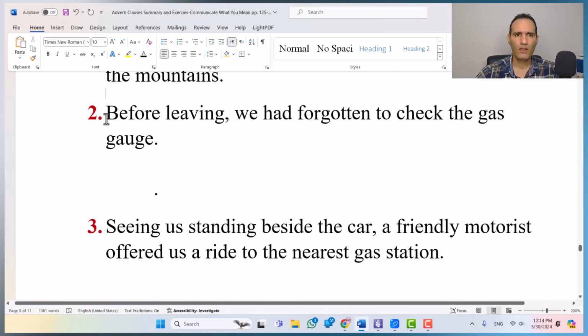Number 2, before leaving, we. So you know that it must be before we left. We had forgotten. Yeah, so let's take a look at that.